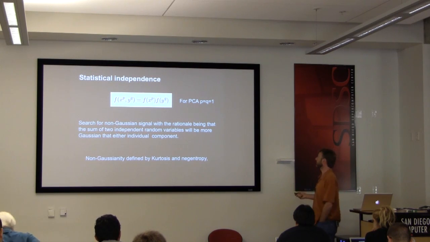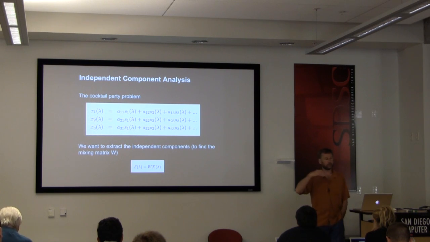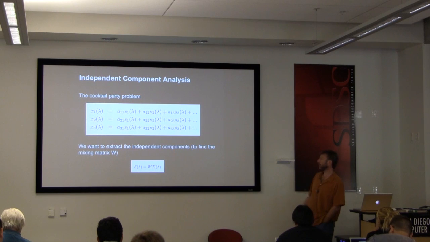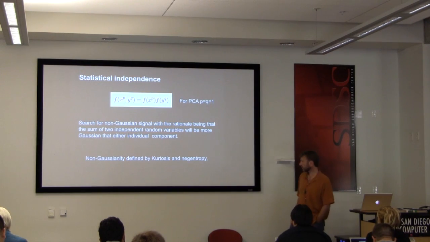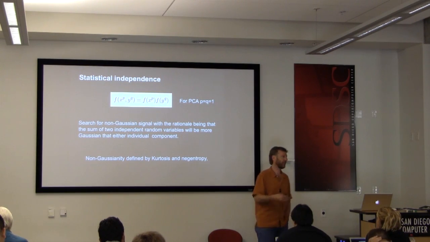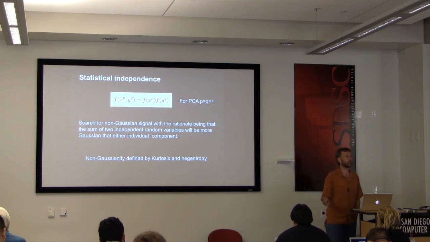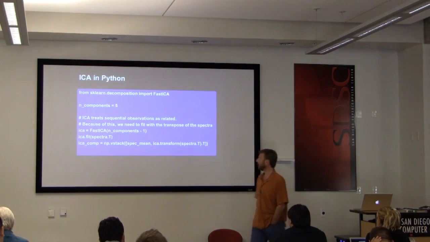So try to produce a series of signals, right? So the voices from the 3 people in my room, I want to maximize the non-Gaussianity of those distributions. And non-Gaussianity is either described in terms of the kurtosis, or in terms of the entropy, or usually the negative entropy, negentropy.